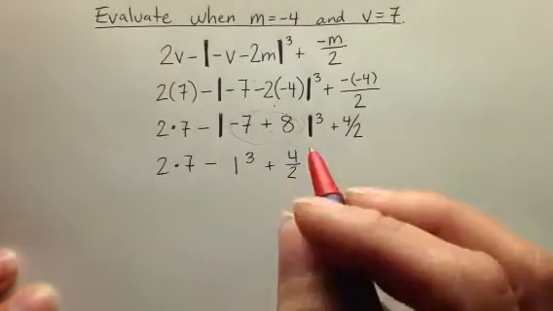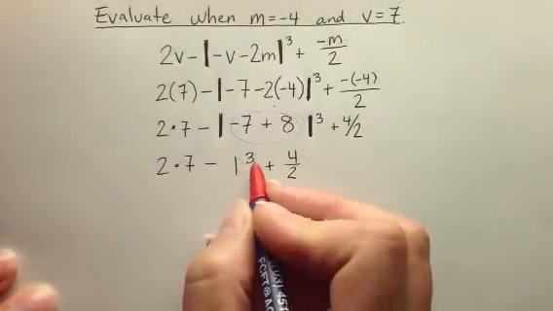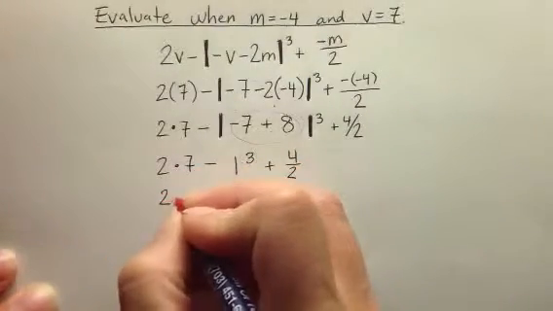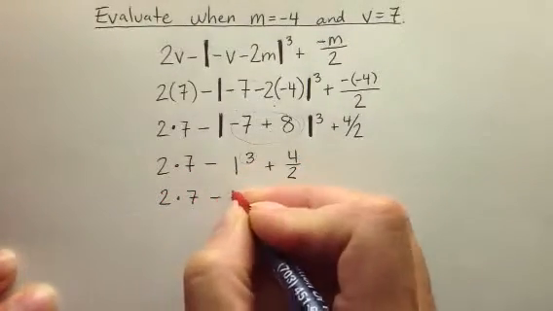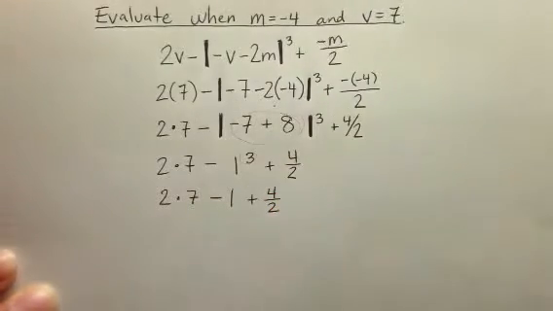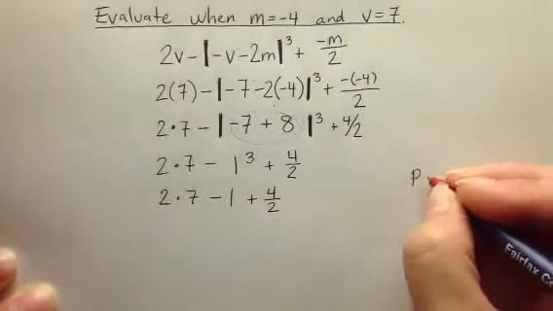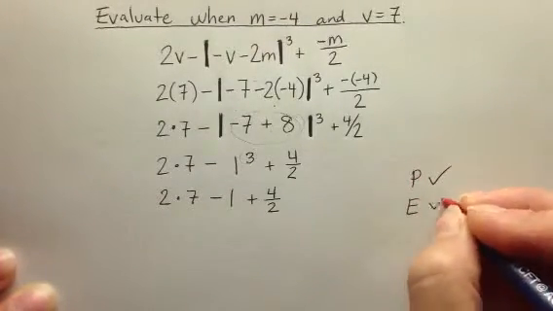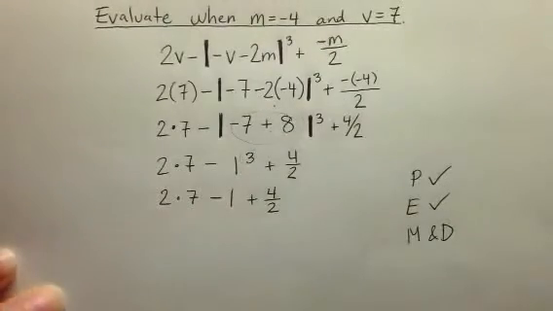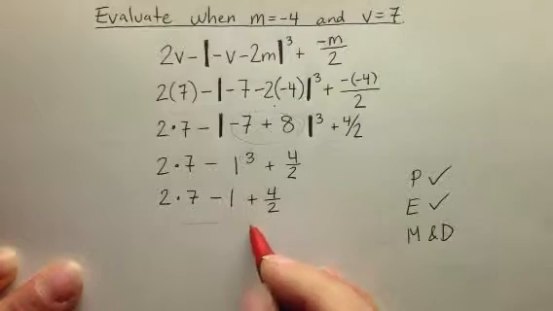So exponents is next. Here's my exponents. I'm going to do this. 1 times 1 times 1 is still 1. So it's 2 times 7 minus 1 plus 4 divided by 2. Okay, next, we've done parentheses, we've done exponents. Next is multiply and divide. Okay, so we've got both, and we can do them at the same time. We're going to move from left to right.